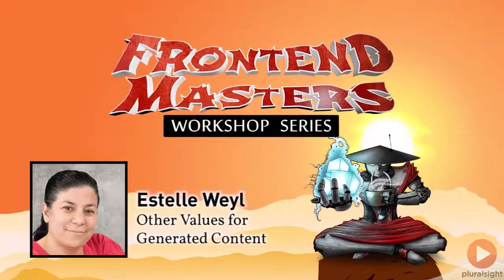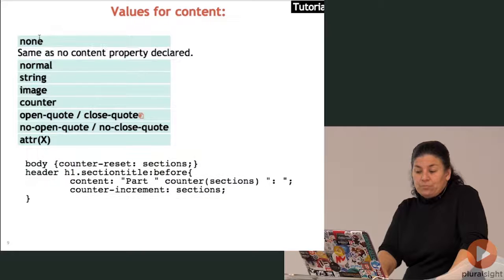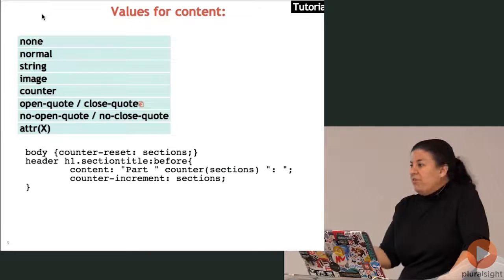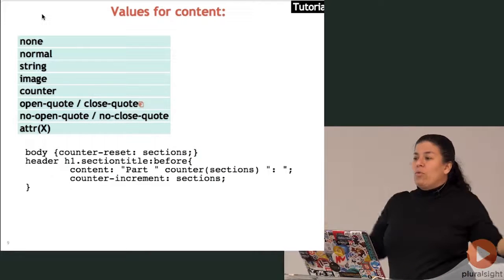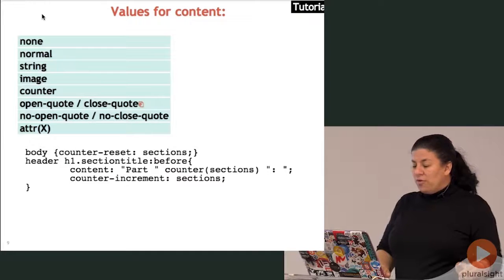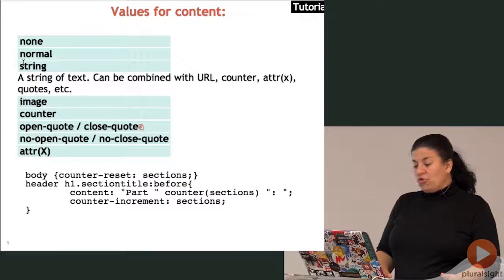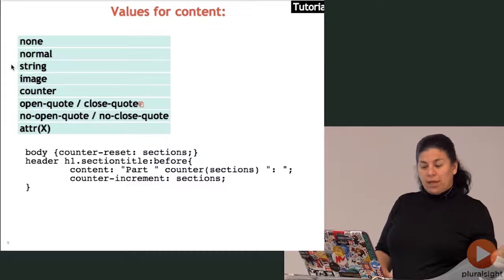So the values can either be the key terms of none, which is, you're like, why do you need none? Because sometimes you have it on everything and then you want to overwrite 3 of them and put none. So that's one use of none. Normal is basically the same as none.